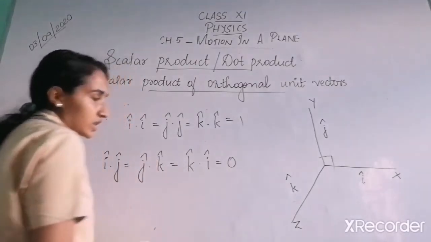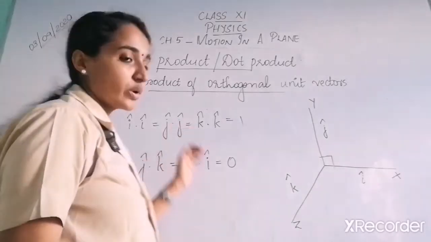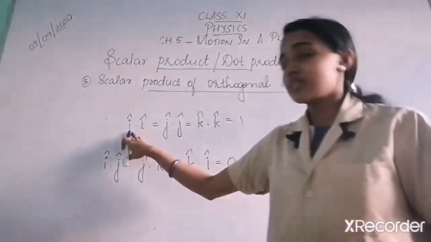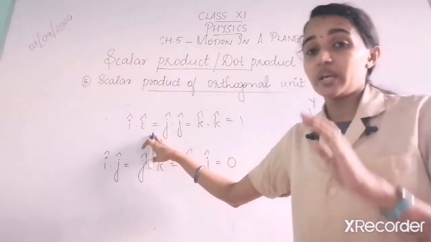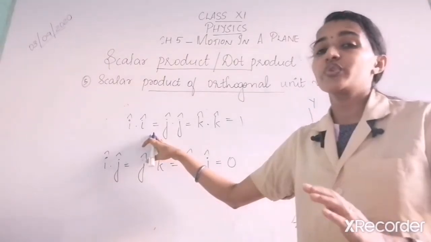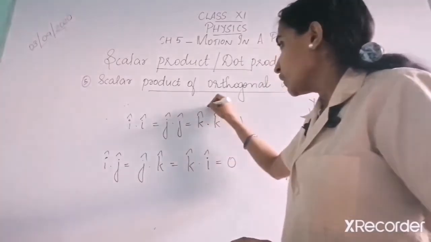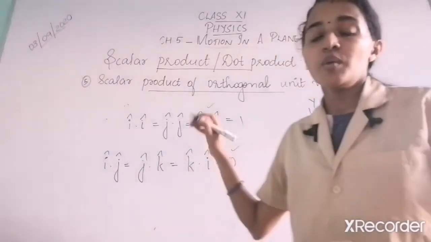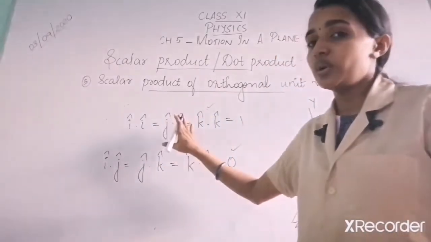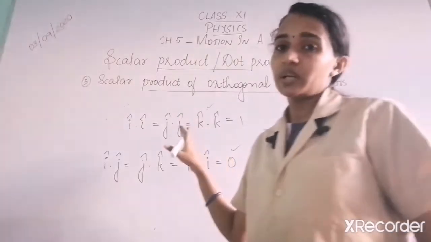Or you can conclude i dot j is equal to j dot k is equal to k dot i is equal to 0. So these are two important relations of the scalar product, and they are going to be very important in terms of your numericals. If you want to go through the numericals, you should remember these 2 points very clearly, then only you will be able to do the numericals.